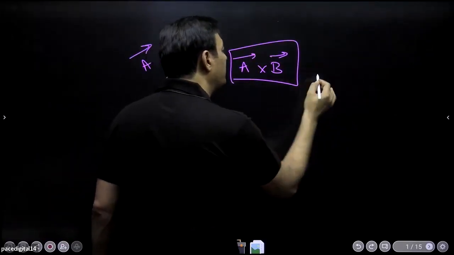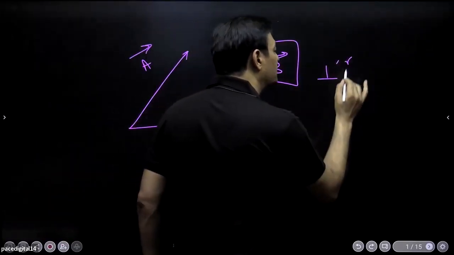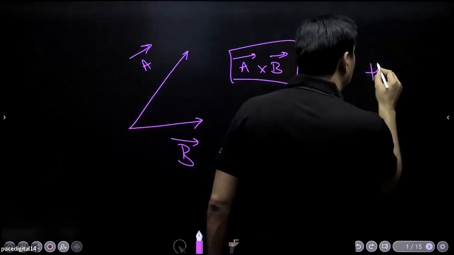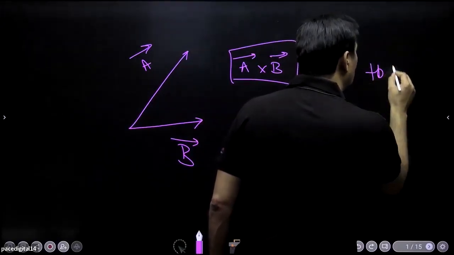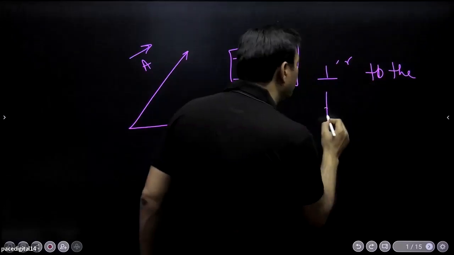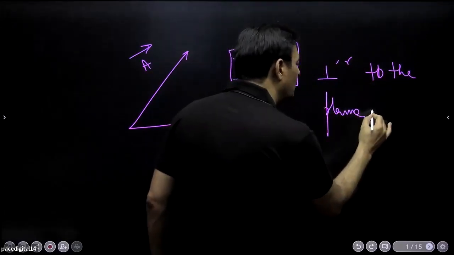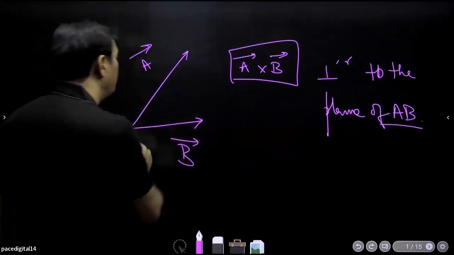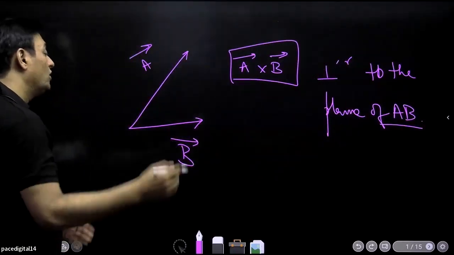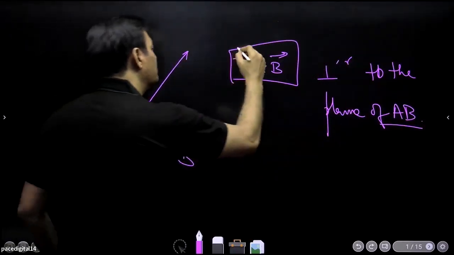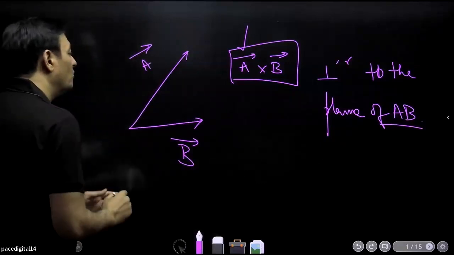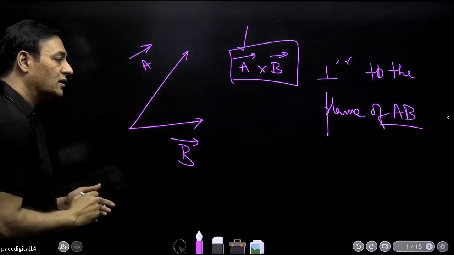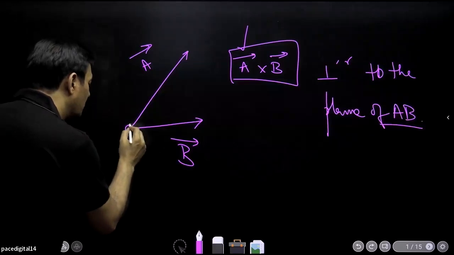A cross B will be perpendicular to, please note it down, the plane of A and B. Right now, these two vectors are lying in the plane of this board. So there are only two possible directions for A cross B. One is into the plane. Into the plane. Yes, sir.